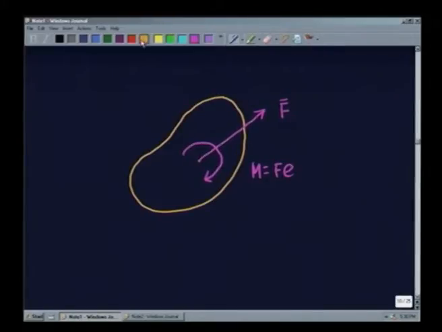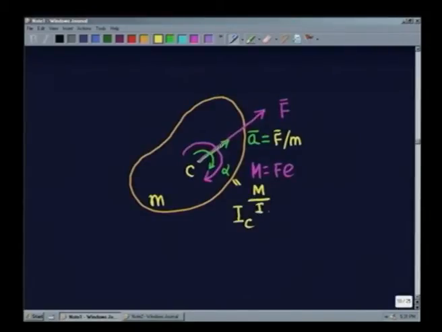So, now if the total mass of this body be m, and the second moment of the mass, that is the moment of inertia of the body about an axis passing through the center of mass, be I C, then this force will cause an acceleration A of the center of mass in this direction, and it will cause an angular acceleration alpha due to the moment, and their quantitative dependence will be: A equals F divided by m, and alpha equals the moment divided by I C.